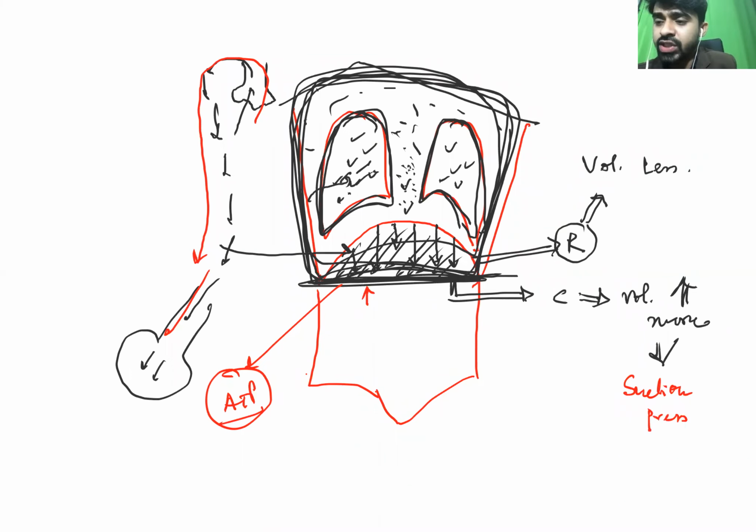So better to mention suction pressure, and that suction pressure will suck air. Clear? Clear, yes, sir. During the expiration, all right. So if the volume is less, that will happen. And expiration is exactly the reverse, that you already know. The next question.